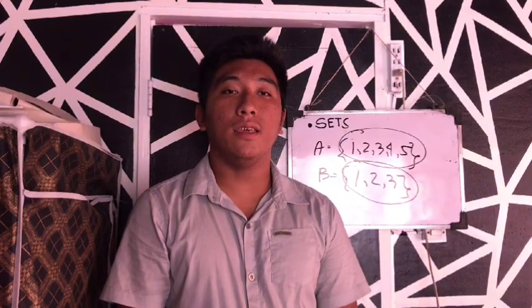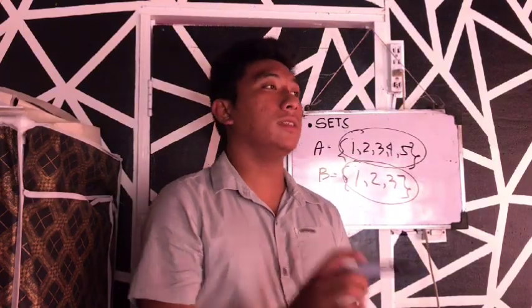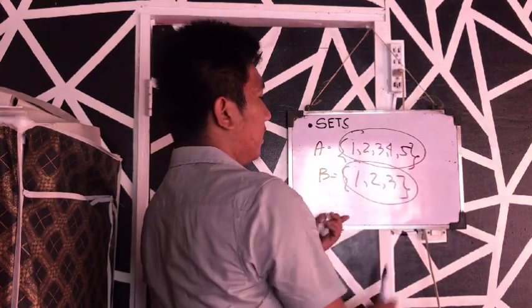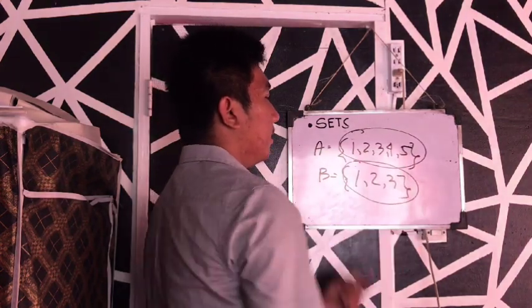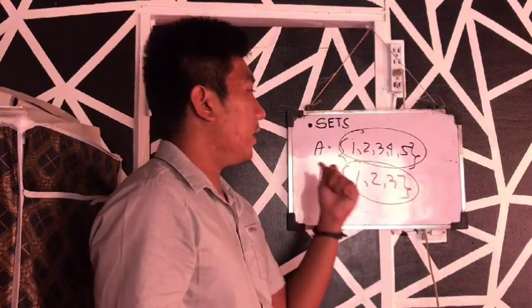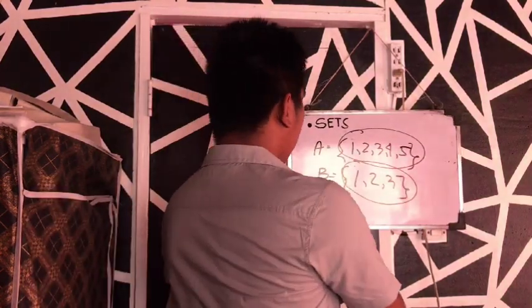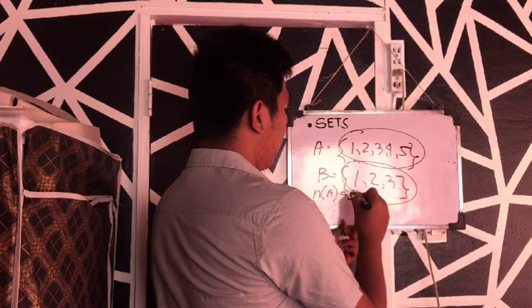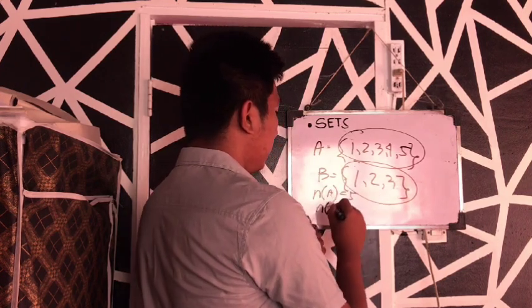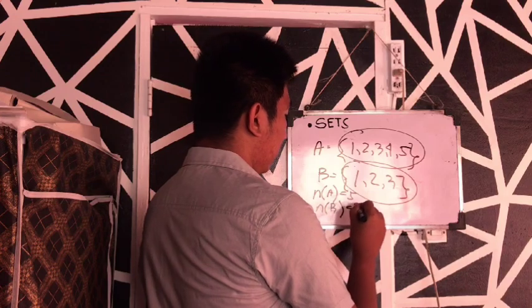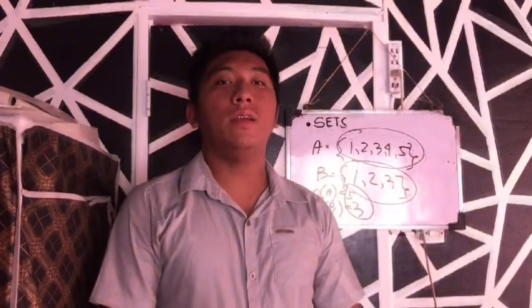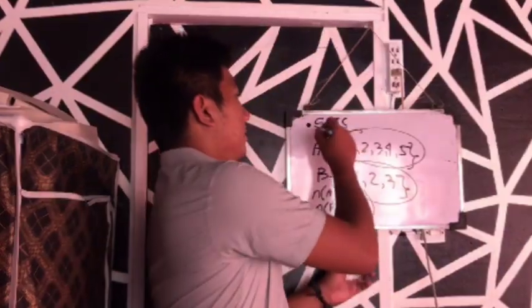Next is the cardinality. What is cardinality? As you can see here, there are 5 elements, and here there are 3 elements. If we count them, the cardinality of set A is equal to 5. Then the number of elements inside set B is 3. So that is their cardinality. That would end our topic on sets.